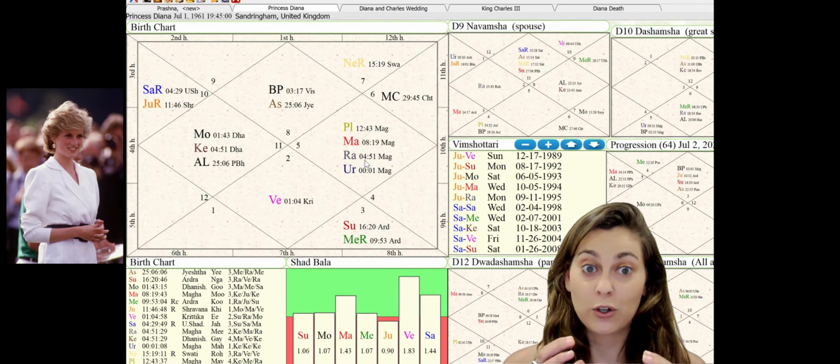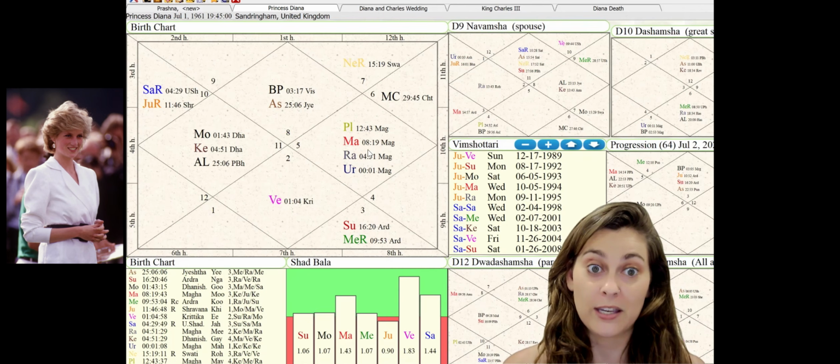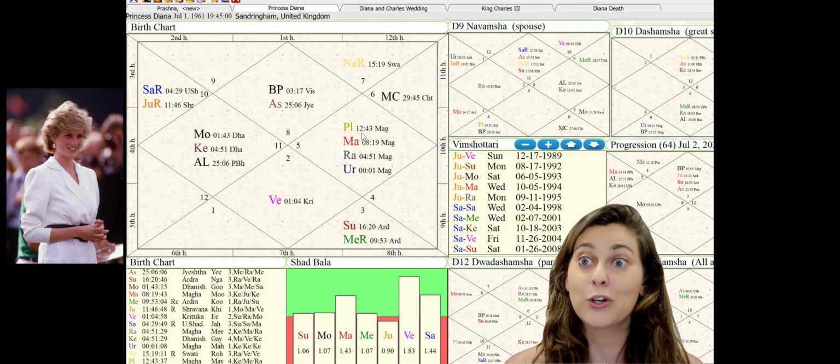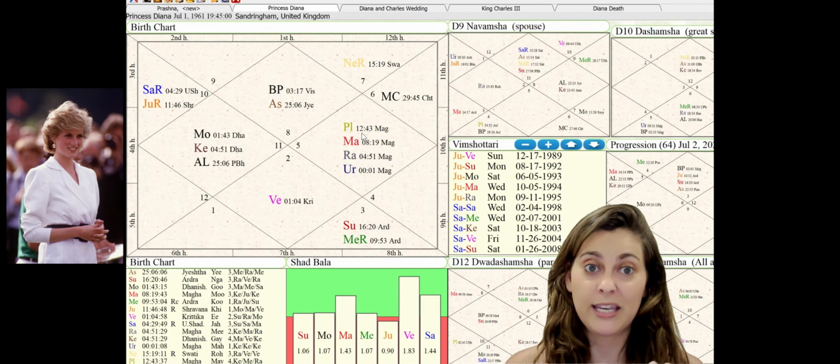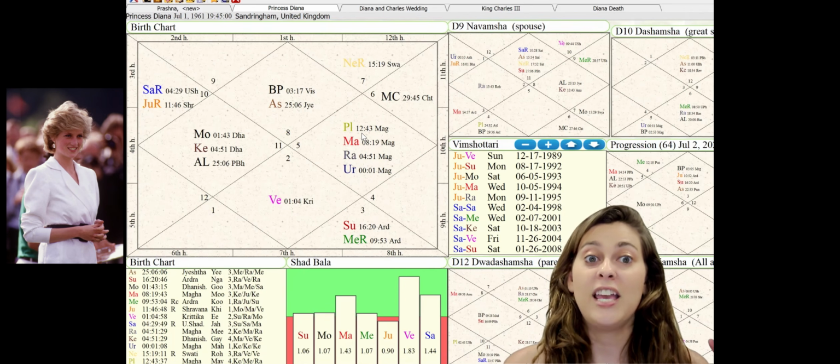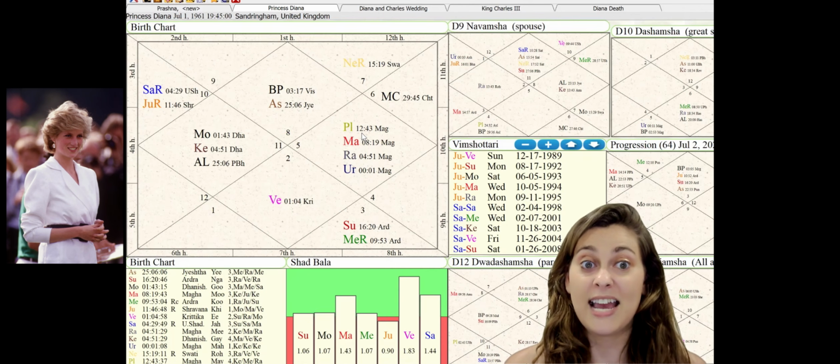It is also with her Uranus and her Pluto here. Pluto is really powerful. It's an outer planet, but it's still very important in the chart. It represents death, transformation, and power struggles.